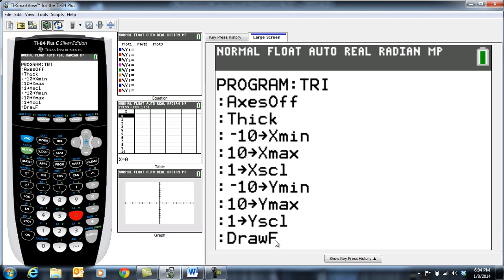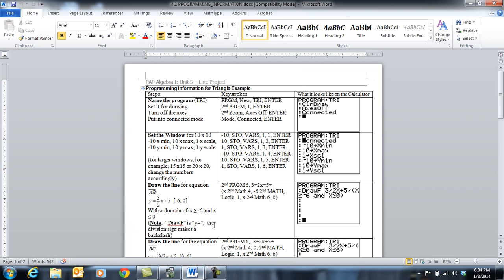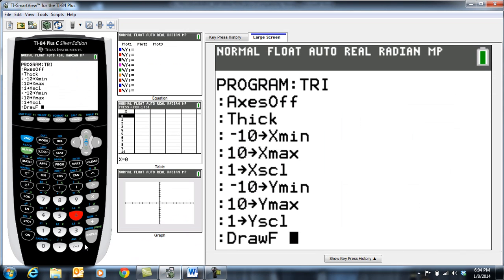Now it says DrawF. This takes the place of your y equals. So this says y equals in fancy computer program speak. We're going to do our equation, and our equation was 3 over 2x plus 5. So to do our 3 over 2x, we're going to do 3 divided by 2. Then to get the x, it's the button right next to alpha. And then plus 5. So there's my equation.